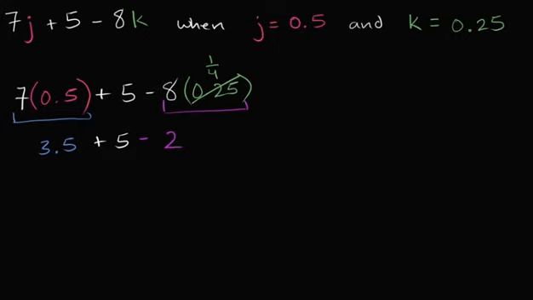And what is this going to be? Well, let's think about it. 3.5 plus 5 is 8.5, minus 2 is going to be 6.5. So this is equal to 6.5.